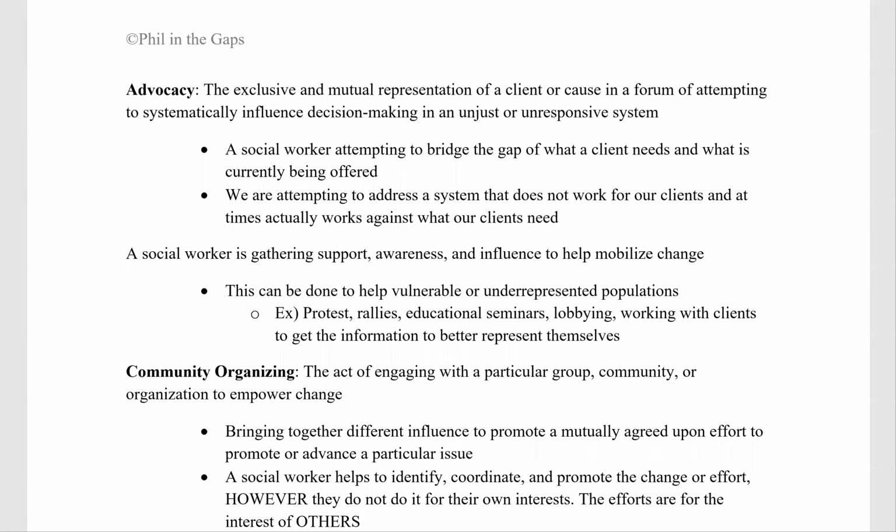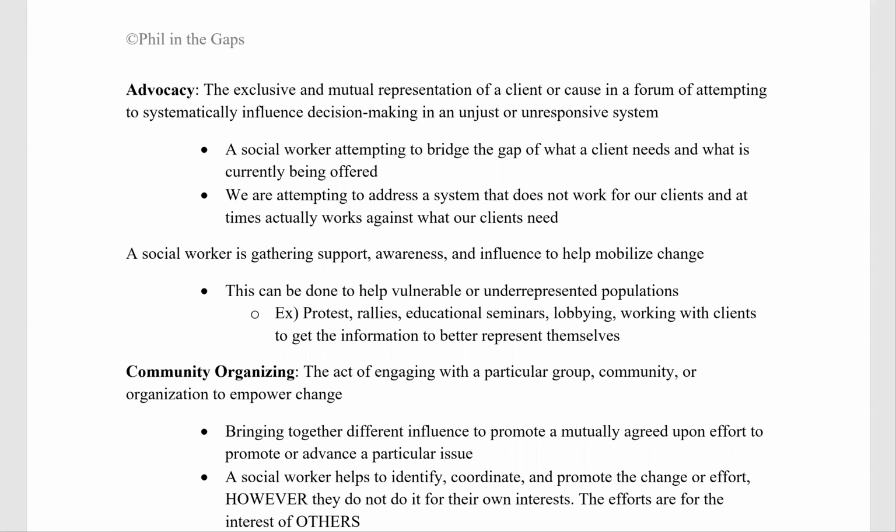And this could be evident of your clients trying to progress their process, they're trying to improve themselves, they may lose certain benefits or supplemental benefits, and it's kind of like an uphill battle for our client, but that's where it's up for us to advocate for what our clients need and try to help fill in that void. So at the end of the day, it's us trying to gather support, awareness, influence to help mobilize change for a client.